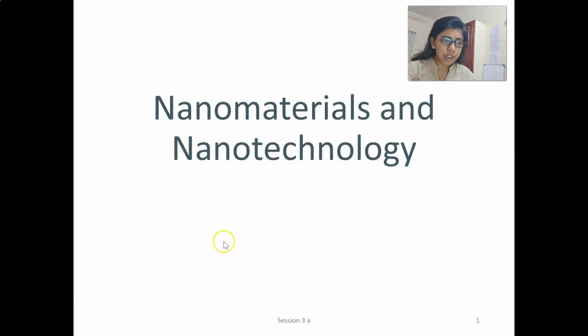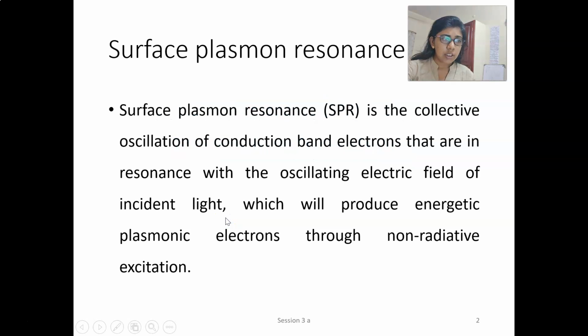As we already mentioned in our last class, surface plasmon resonance is a collective oscillation of conduction band electrons that are in resonance with the oscillating electric field of incident light, which will produce energetic plasmon electrons through non-radiative excitation. So you have conduction band electrons which oscillate, and these oscillating electrons can interact with the electric field of the electromagnetic light that is falling on it, and this will produce energetic plasmonic electrons through non-radiative excitation.